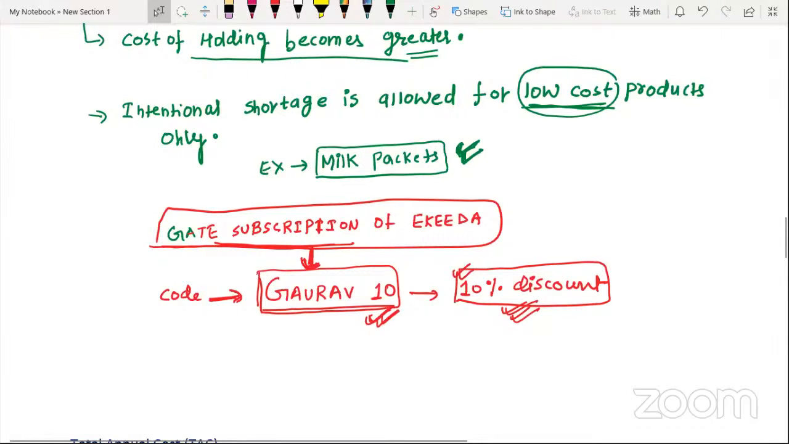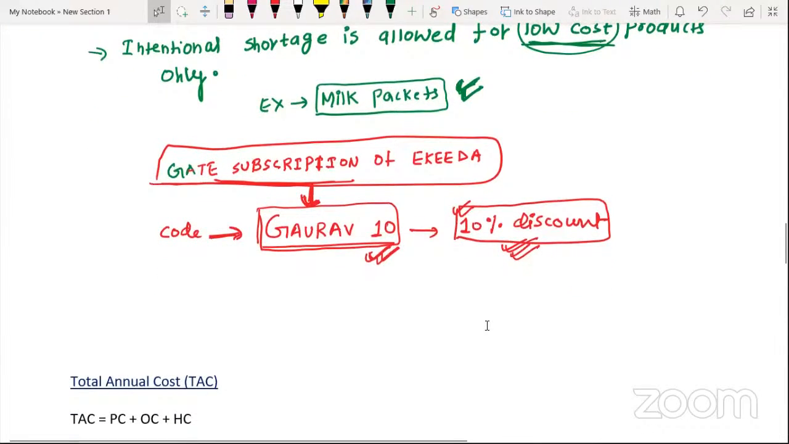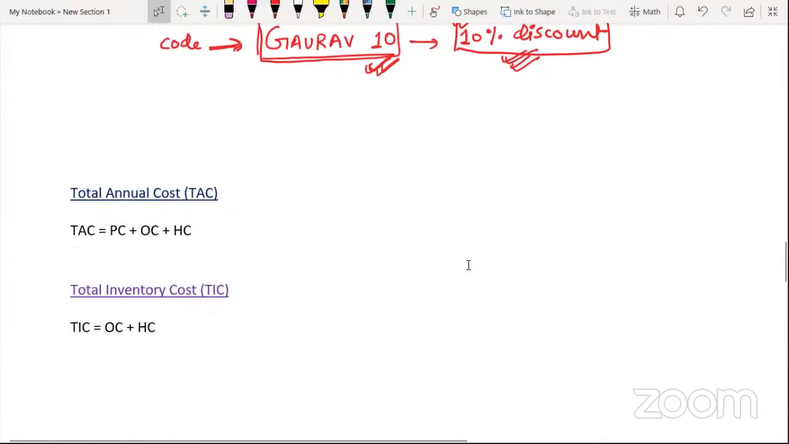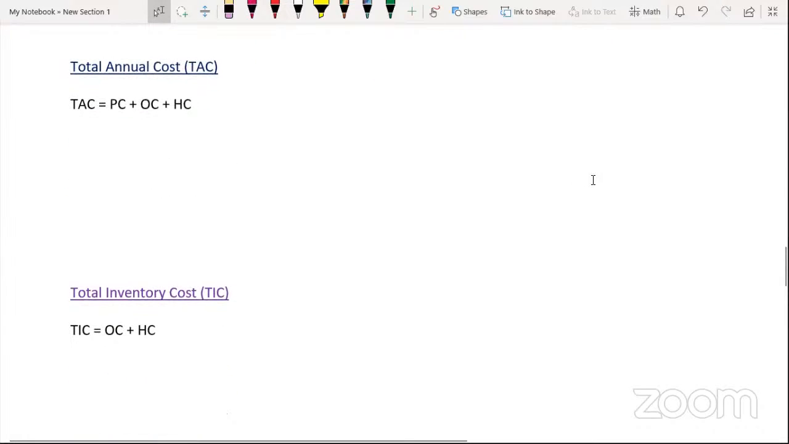Now, so these were the 4 different types of cost. You need to remember the formulas of each cost. Now our next term is total annual cost, that is TAC. Total annual cost is the summation of purchase cost plus order cost plus holding cost. Shortage cost is not there.